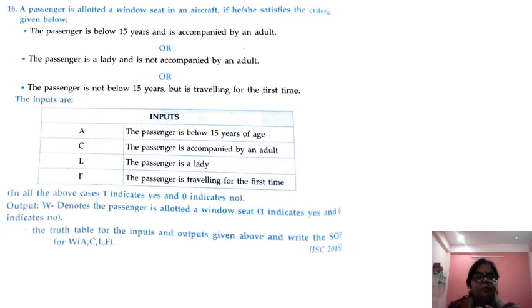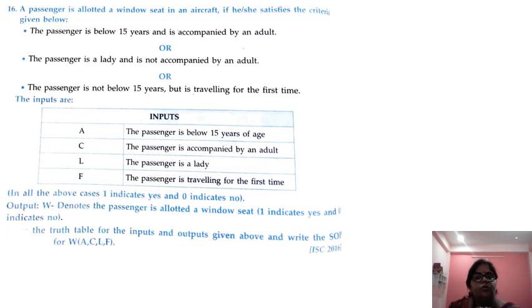Okay, so our inputs are 4 variables: A, C, L, F. The first input says the passenger is below 15 years of age, the second is the passenger is accompanied by an adult, the third is the passenger is a lady, and the fourth is the passenger is traveling for the first time. In all the above cases, 1 indicates yes and 0 indicates no. Now the output denotes the passenger is allotted a window seat, where 1 indicates yes and 0 indicates no.